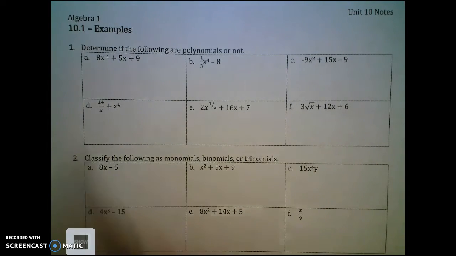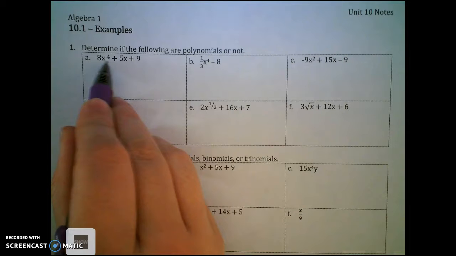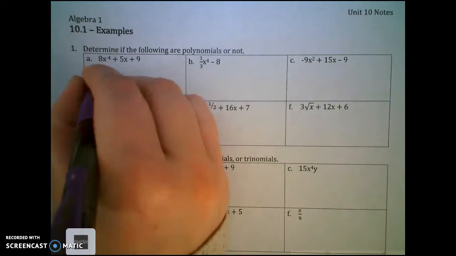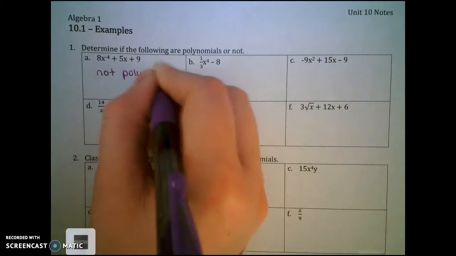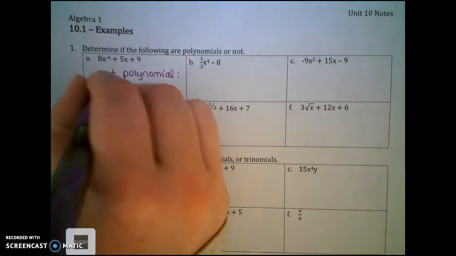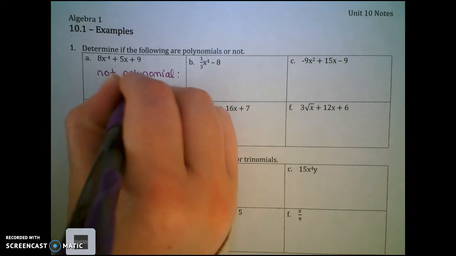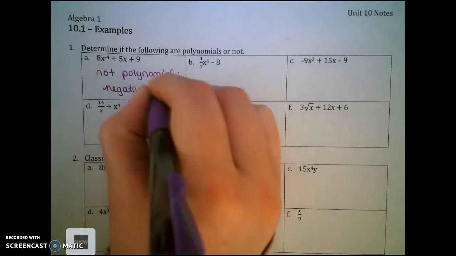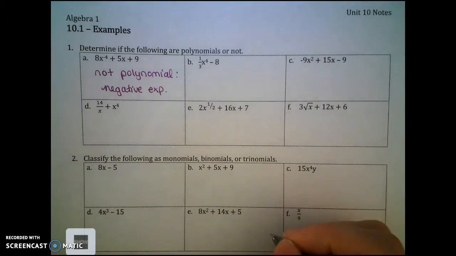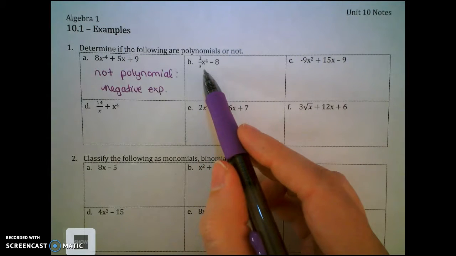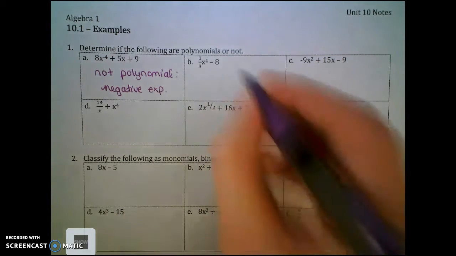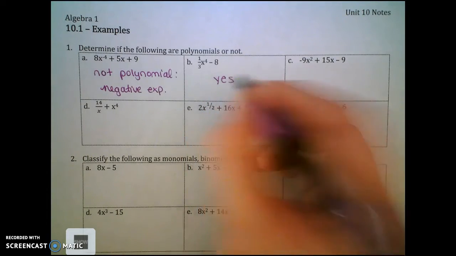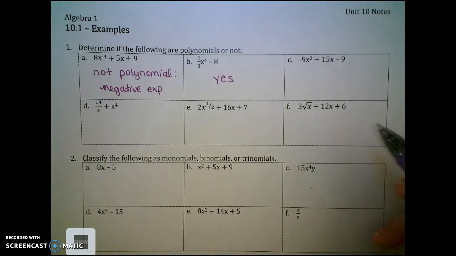So let's look at this first one here. We have a -4 right there. So this is not a polynomial because it has a negative exponent. Here we have a +4 and then no exponent at all. So the answer here is yes, this is a polynomial because there's nothing here that tells us it's not.